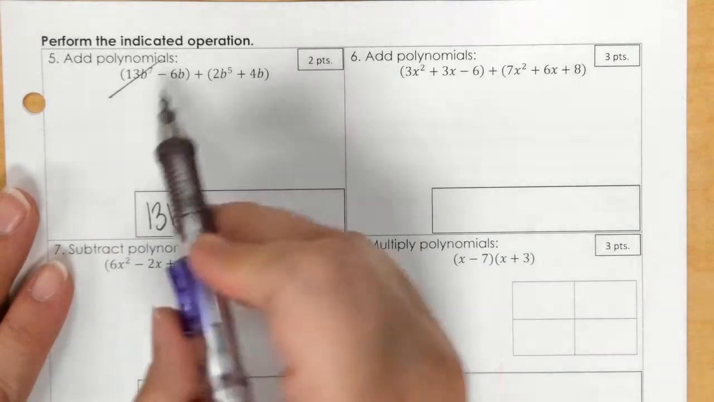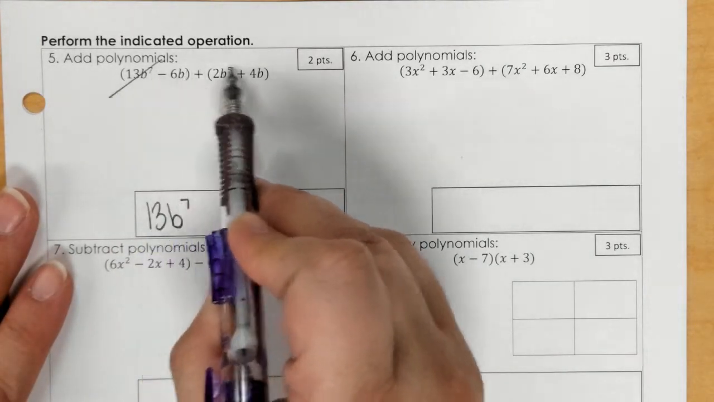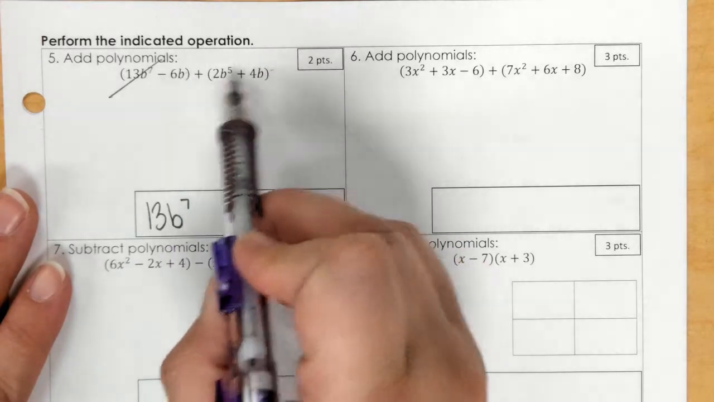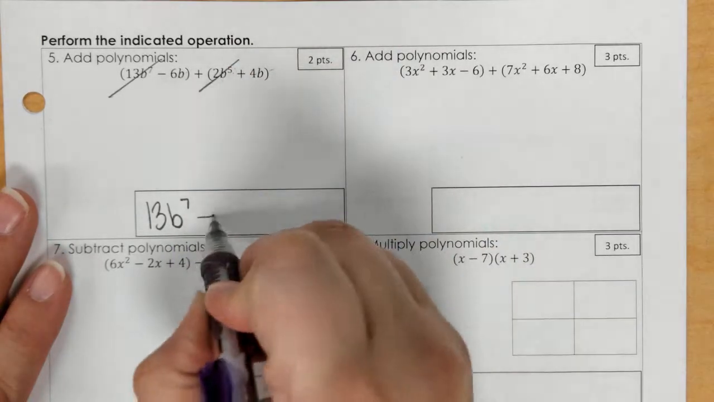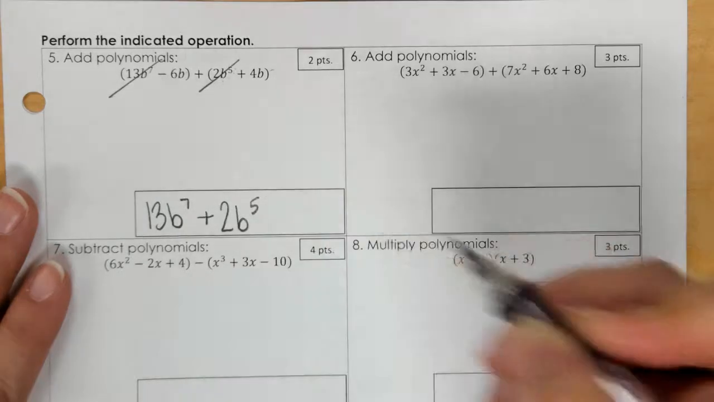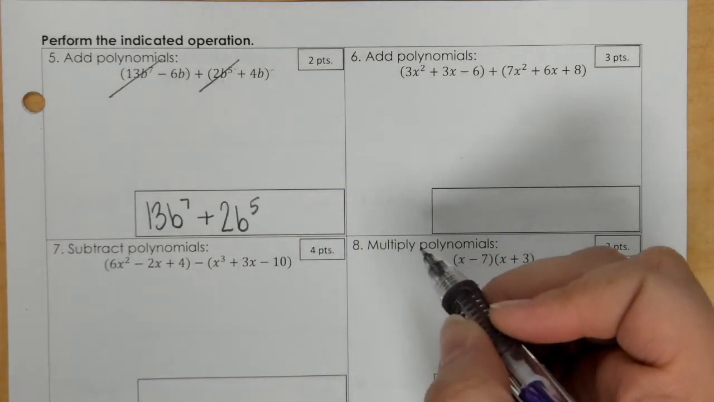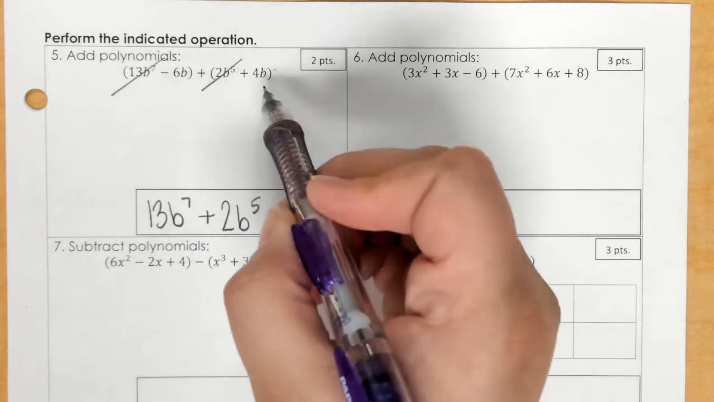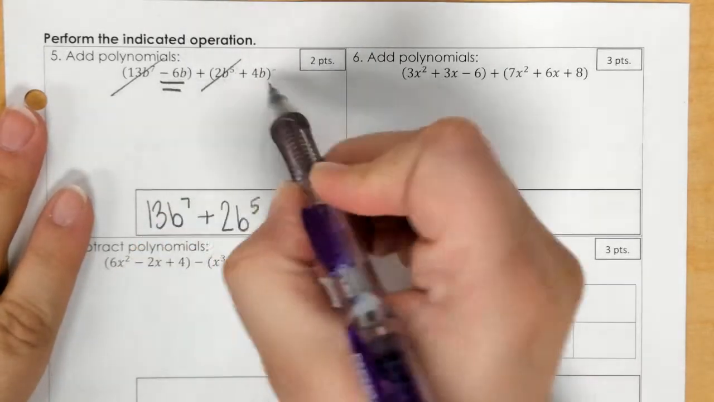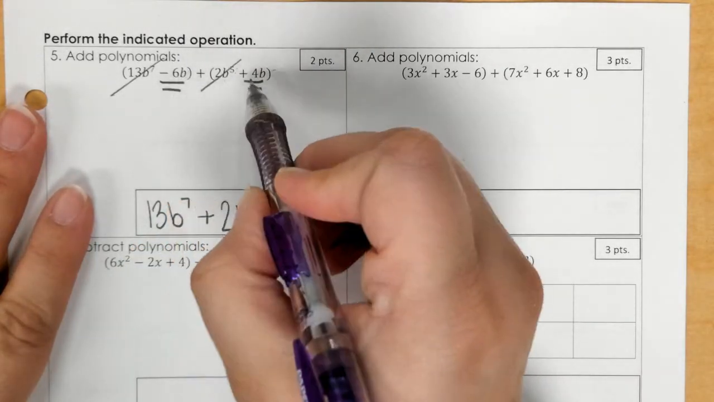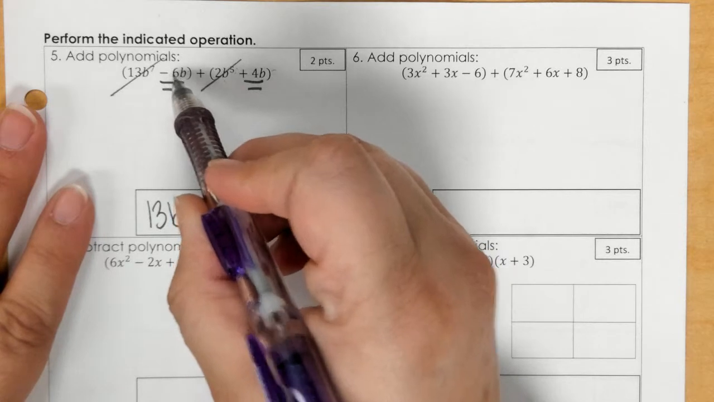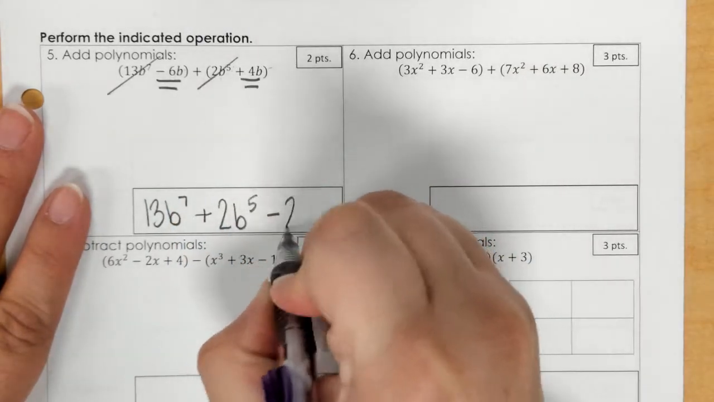Then I look for 6. Nope. 5. Yes. So 2b to the 5th. Can't combine with anything, so I bring it down. And then I'm left with negative 6b and 4b. And I just combine those together, which in this case means subtract because they're different signs. So negative 6 plus 4 is a negative 2b.